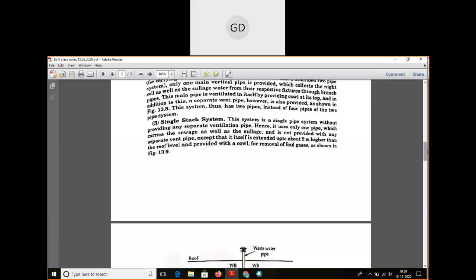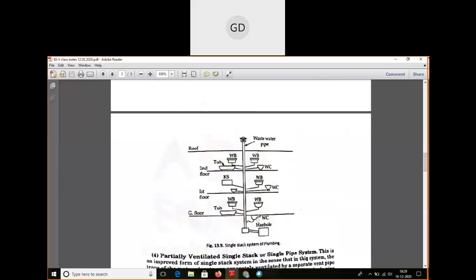So here it is said that one pipe will only be there that will carry your sludge as well as your sewage, and that pipe itself is extended up to 2 meters higher than where the roof level is. From there it is extended up to 2 meters, and then it is provided with a cowl, and that is used for removing the foul gases. Okay, so you see here, this is the diagram. This is a diagram of your single stack system of plumbing. This is the only pipe you can see, and at the top, this is the roof level, and then it is extended up 2 meters, and it is provided with a cowl, and that removes your foul gases.